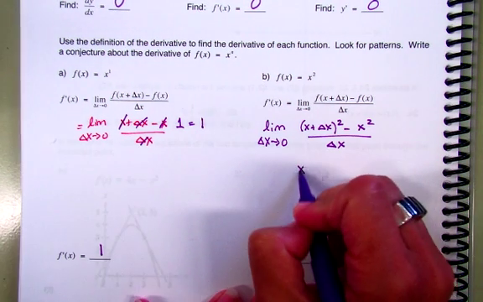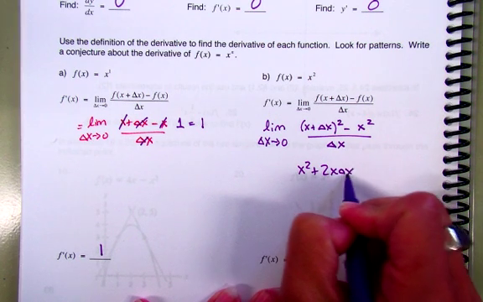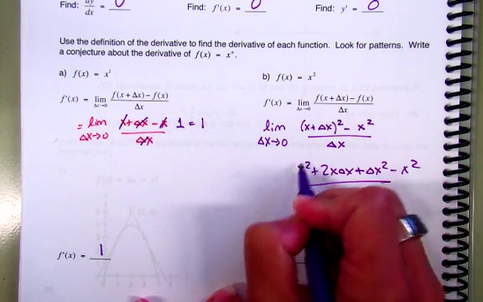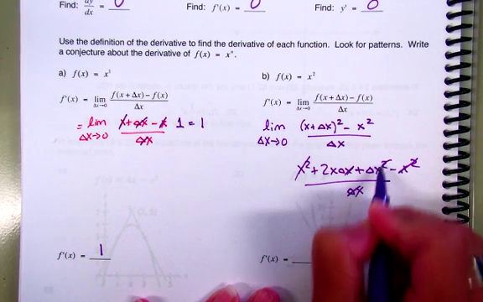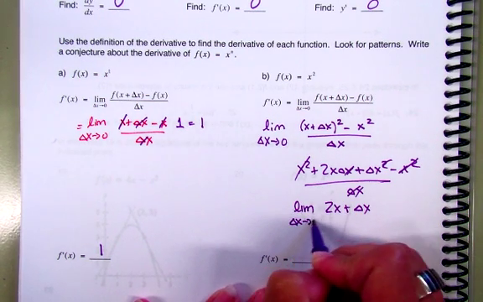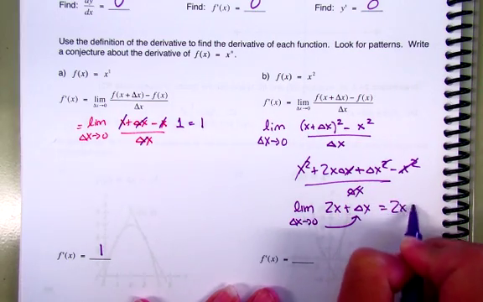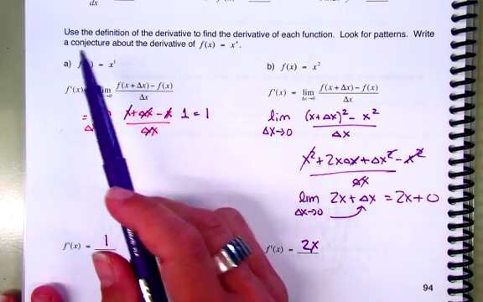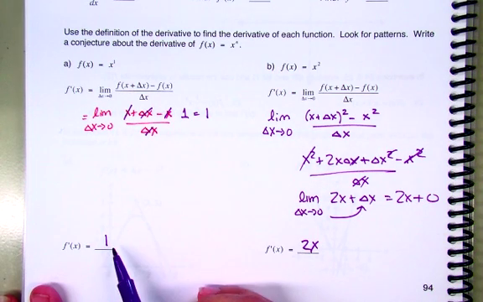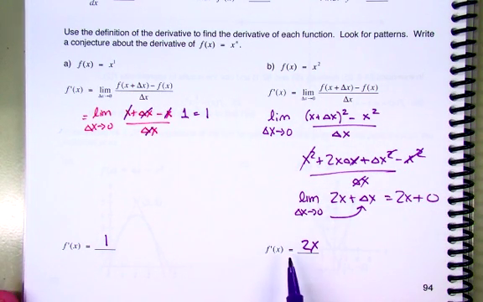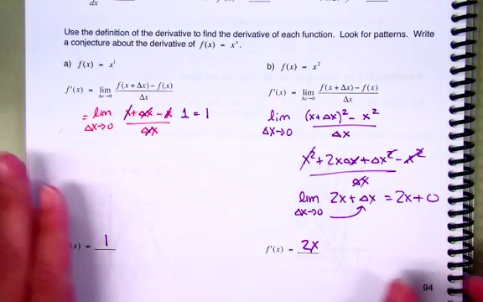So you'd have x squared plus 2x delta x plus delta x squared minus x squared. Right? Cancel, cancel, cancel. 2x plus delta x. But again, it's the limit as delta x approaches 0. So I get 2x plus 0. Answer 2x. All right, so when f was x to the first, our derivative was 1. When f was x squared, our derivative was 2x. Let's do one more, see if we can figure out this pattern, okay?